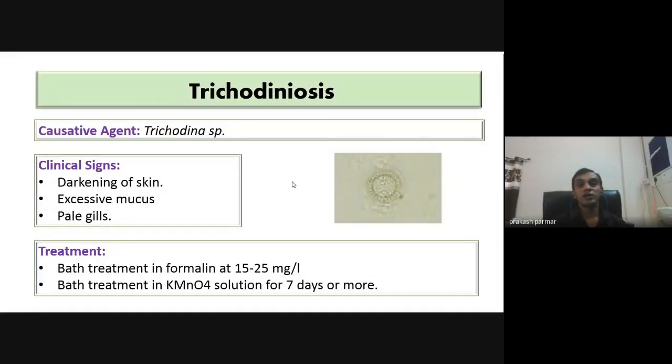Then Trichodiniosis is another disease. Due to Trichodiniosis, there is darkening of the skin, mucus secretions, and pale gills. These are the common clinical signs. The treatment is a bath treatment in formalin or in Kamdhenu solutions.